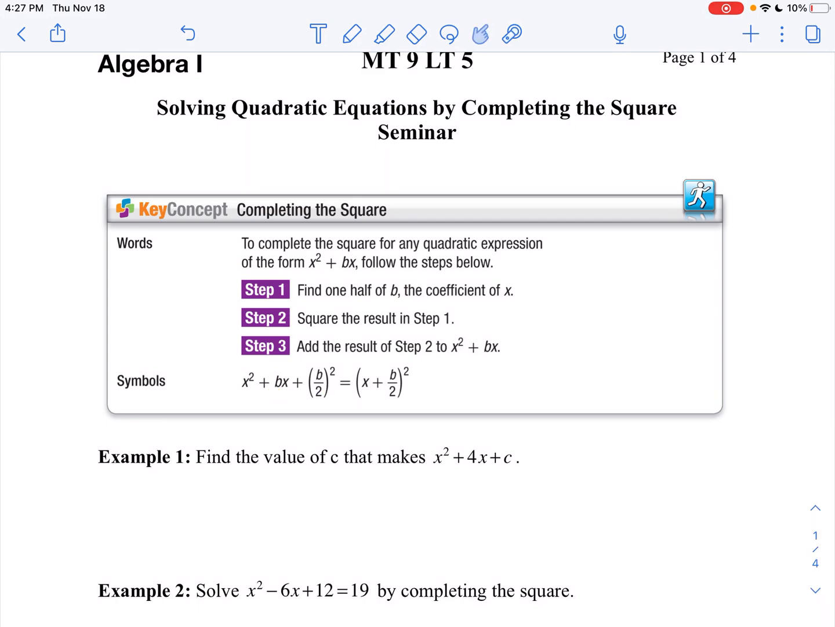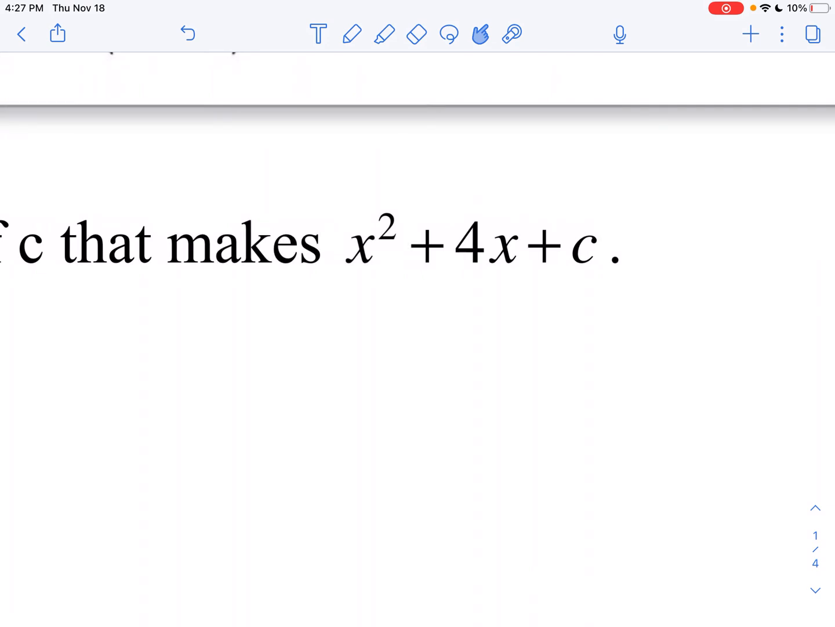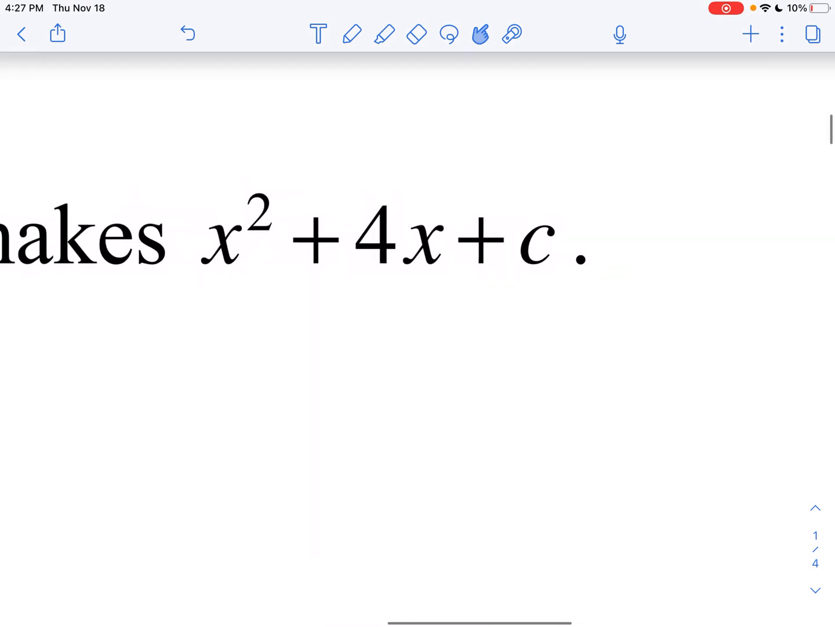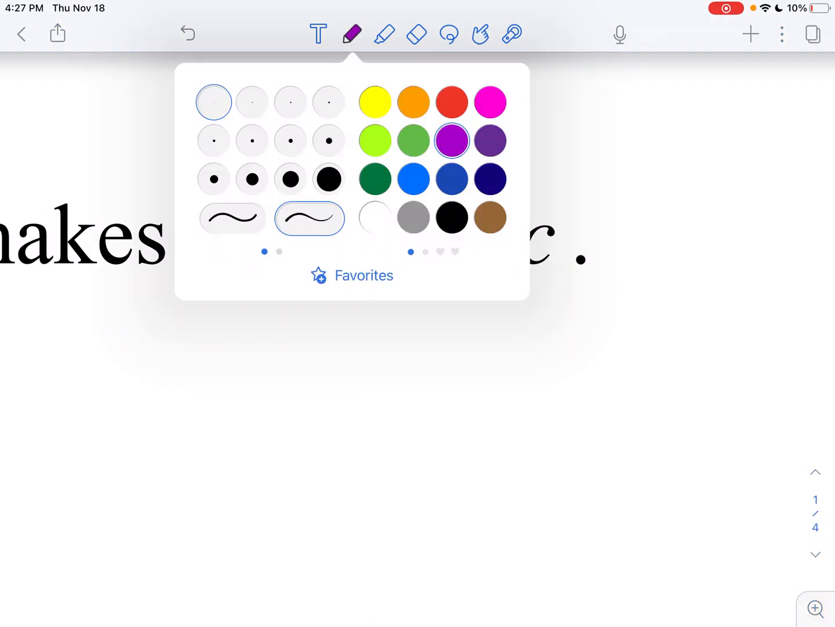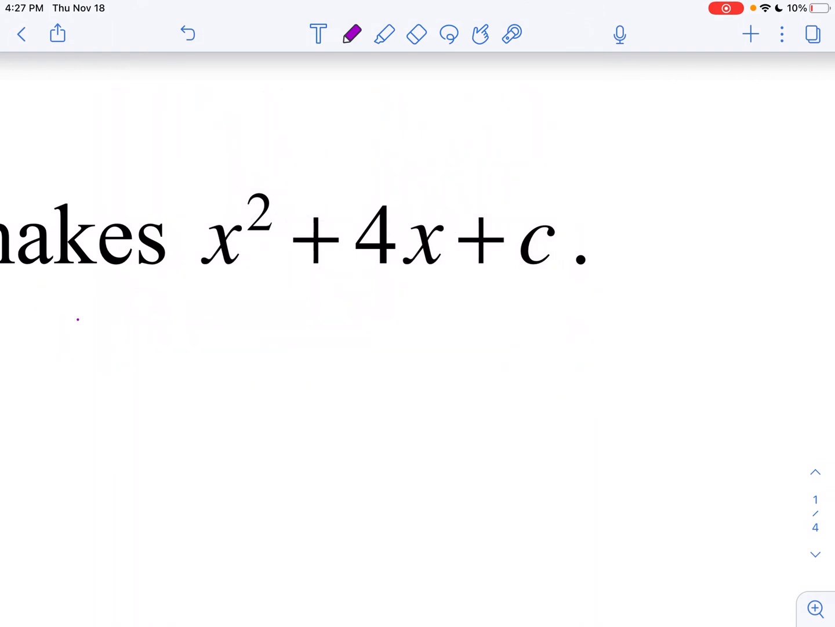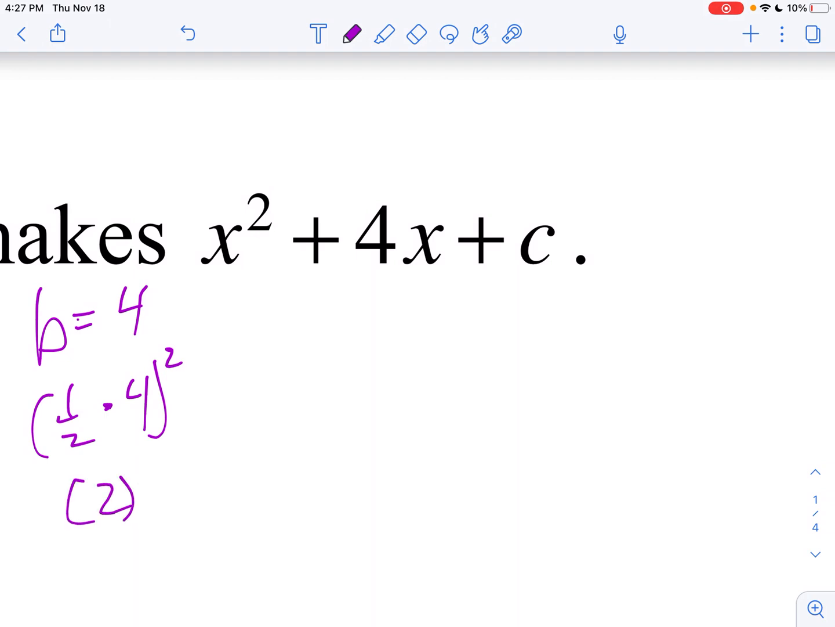So if I look at example 1 here, I want to find the value of c. So x squared plus 4x plus c is going to be a perfect square. Well, on this particular problem, notice my middle term b is 4. So I'm going to take half of 4, and I'm going to square that. Well, half of 4 is 2, and 2 squared is 4. So in other words, this is a perfect square, x squared plus 4x plus 4.